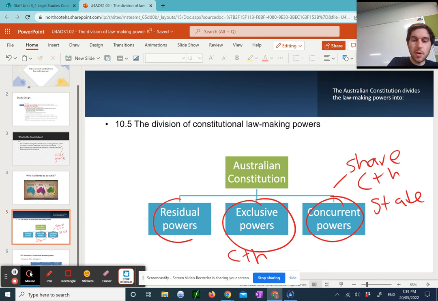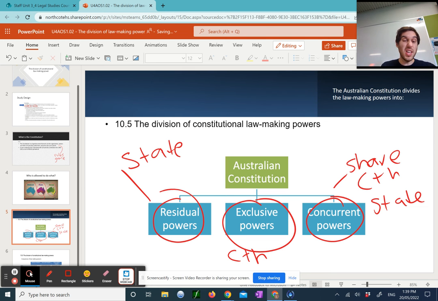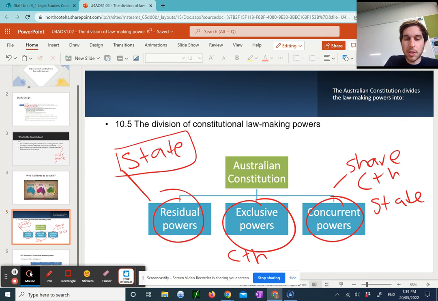And then finally, we've got the residual powers. And they're called residual because residual as a word means leftovers. They're leftovers, or residual powers, because they were completely left out of the Constitution. We didn't write them down anywhere. And we decided that anything we didn't put in that document, anything left over, anything residual, we would let the states do all of that stuff. So anything we put down in the Constitution is either going to be exclusive, given just to the Commonwealth, or we will have written it down so that we could share it between the Commonwealth and the states. And anything that we left out of the document, anything left over, we let the states do.